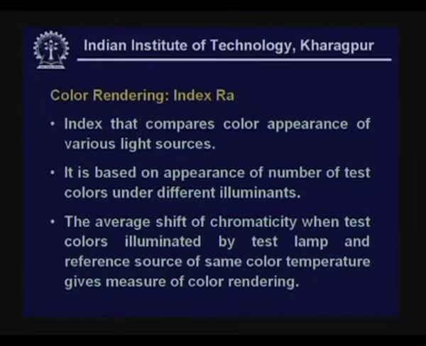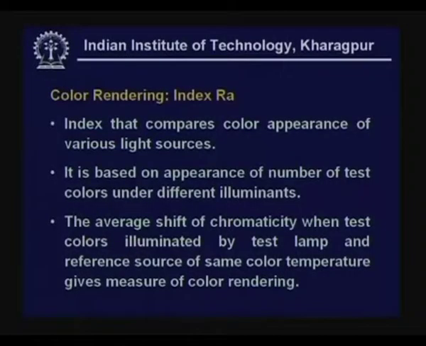The color rendering is specified by considering the average shift when test colors are illuminated by the test lamp and the reference source, how much they shift. So, if there is a shift, then that says something about the color rendering ability. Here we are talking about a reference source, and we have already mentioned the best possible reference source would be natural daylight condition.